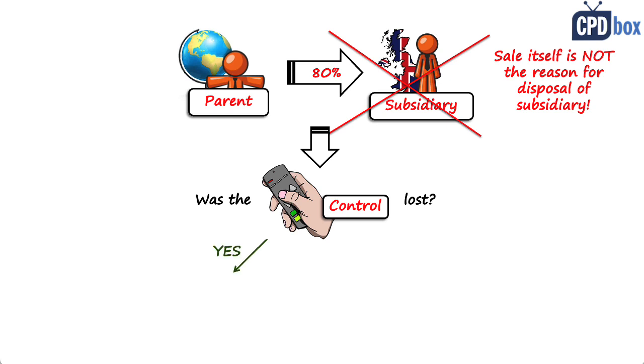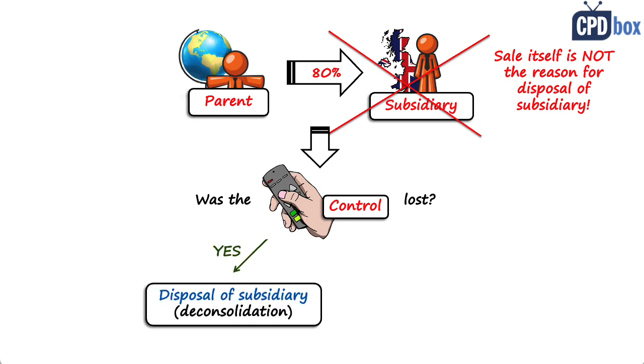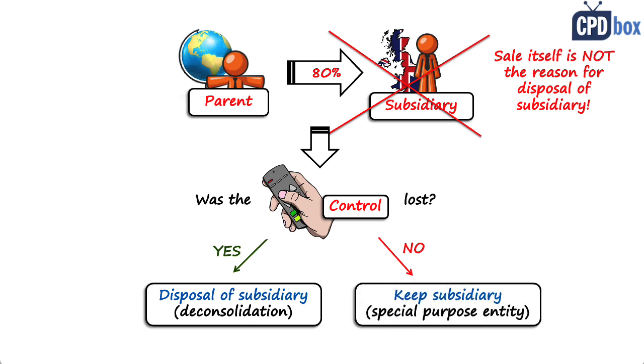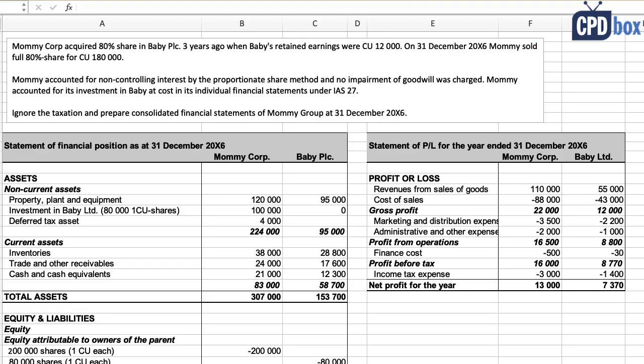If yes, so the control was truly lost, only then we need to account for the disposal of a subsidiary. But if not, and the control was not lost, only some shares were sold, then no, we keep the subsidiary in the group and we do consolidate, but we have a special purpose entity. So you can have even 0% share and contractual control, but you need to consolidate. In this video, we will focus on the case when control was truly lost. So let's deconsolidate. Let's read the case first.